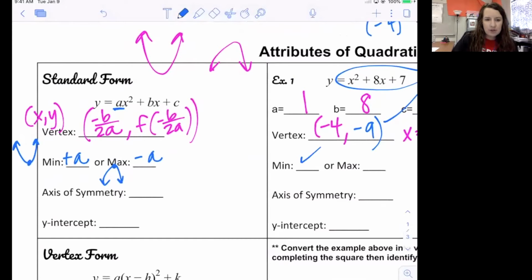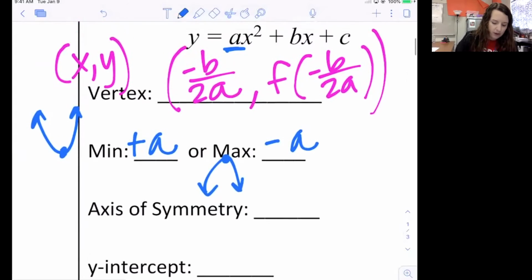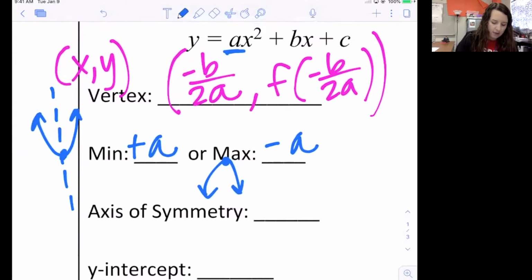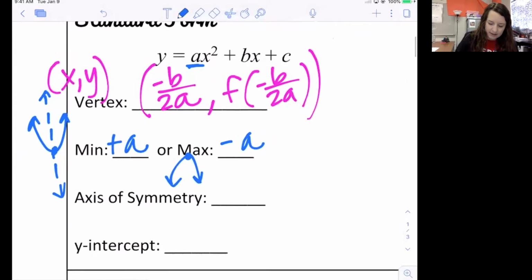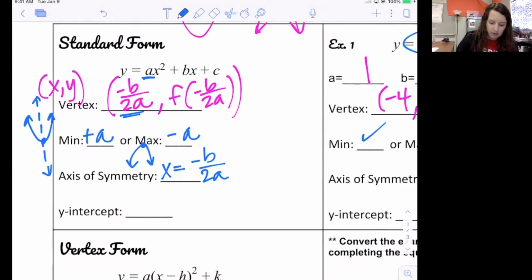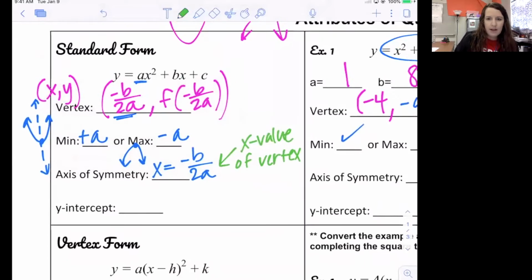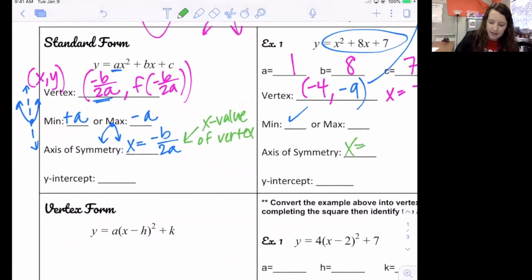Our axis of symmetry is going to be a vertical line. It's going to cut our parabola in half, and it's going to go through the x value of our vertex. So you have x equals, since it's a vertical line, the x value of our vertex, which is represented by negative b over 2a. We've already done that calculation because we had to do it to find the vertex. So over here, we could say our axis of symmetry is at x equals negative 4.